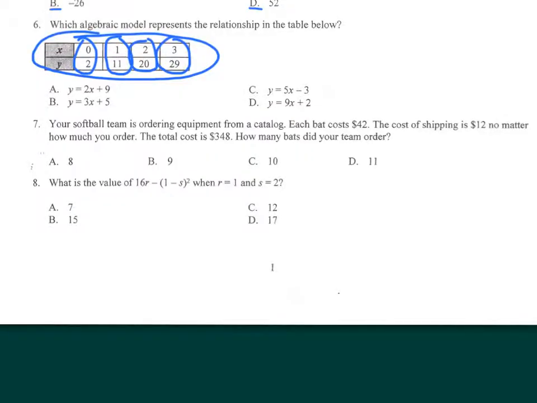On number 7, it says your softball team is ordering equipment from a catalog. Each bat costs $42. The cost of shipping is $12 no matter how much you order. The total cost is $348. How many bats did your team order? So figure out how many bats you ordered. Was it A 8, B 9, C 10, or D 11?